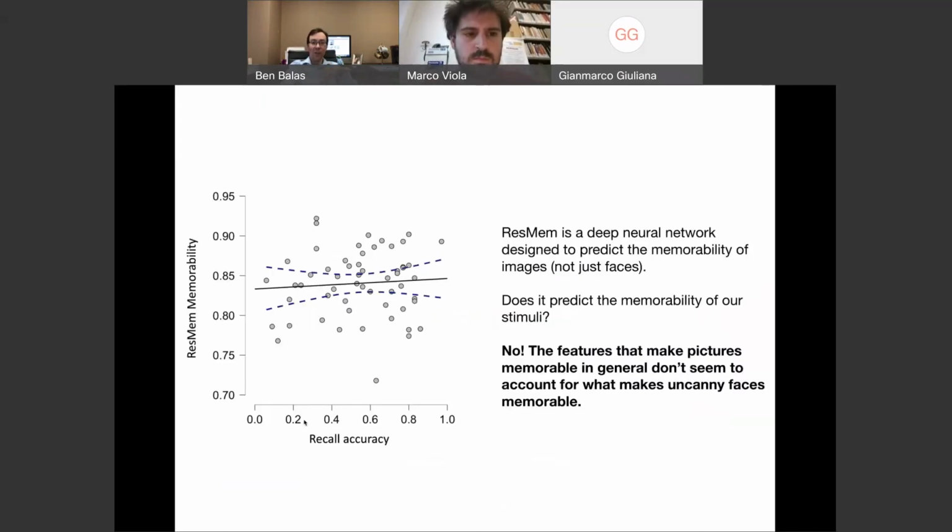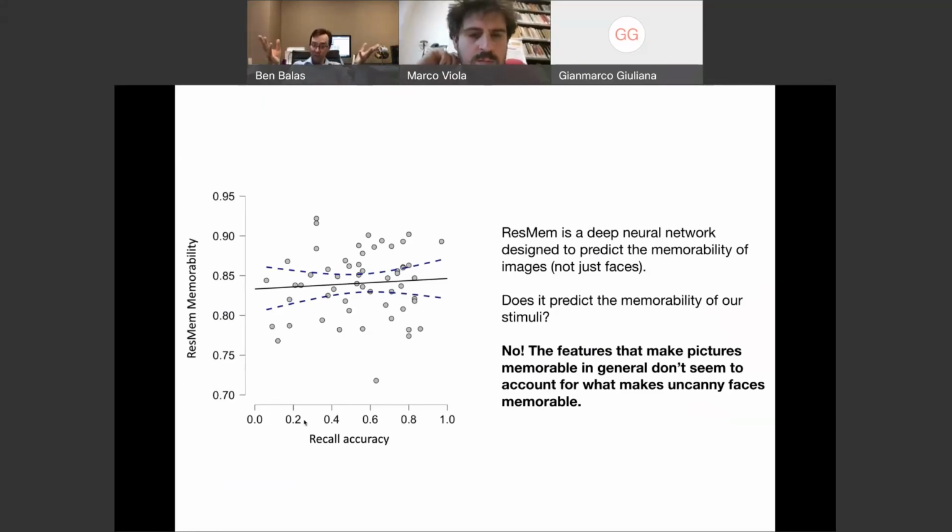And that is a relationship that is not predicted by deep neural networks trained to predict the memorability of images in general. So this is using Wilma Bainbridge's ResMem architecture, which is a deep neural net designed to work out how memorable images of anything, landscapes, objects will be. Their net does not predict how memorable our uncanny faces are.